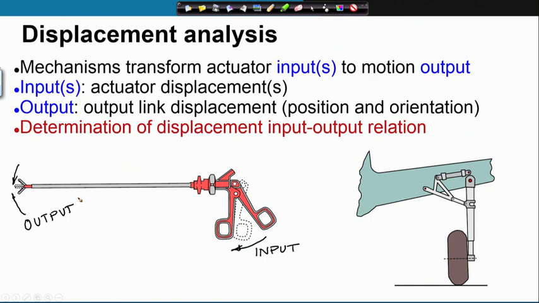A similar problem is shown on the right. Here we have the aircraft landing gear mechanism. So, I can ask the question, what should be this actuator throw or displacement, so that this wheel closes. So, it is folded. And the inverse problem would be, given the motion of the wheel, what should be the actuator displacement?